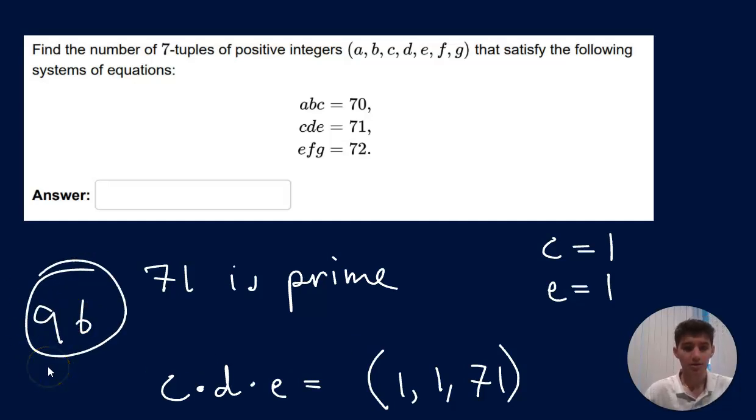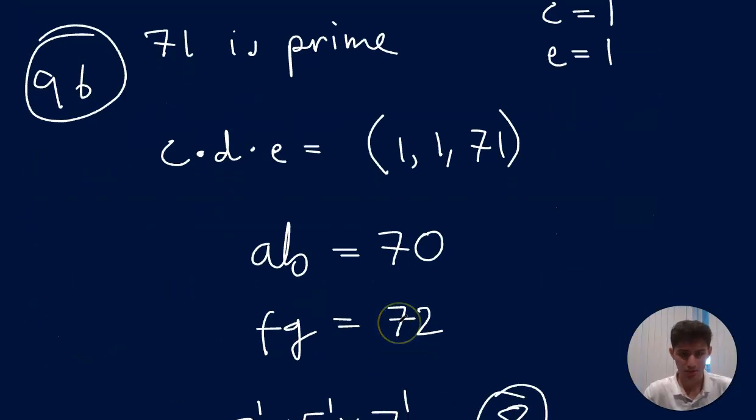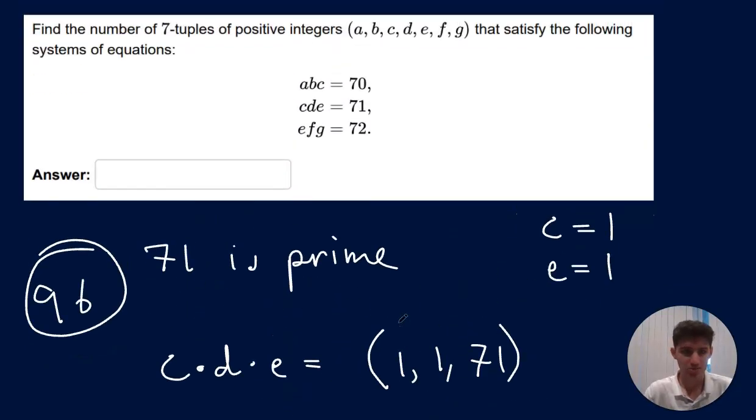Just like that, we're done. It was a pretty easy question at the end of the day. This is all the work we did, right? For an AIME question, that's pretty good.